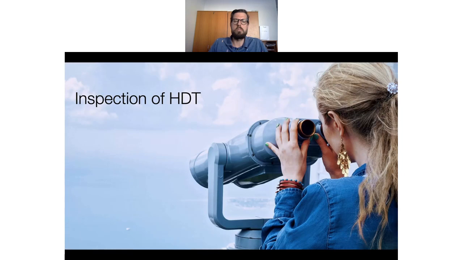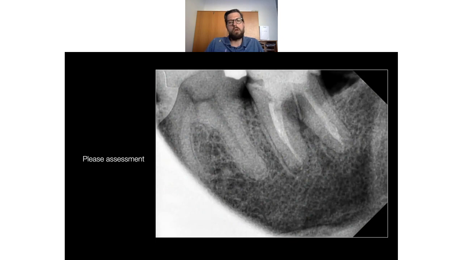So first, let me start with the inspection of the hard dental tissues. I will have many intraoral X-rays here, so we will discuss things from the clinical point of view. So it will be not much theory, but many clinical cases. So let's look at this X-ray. It was sent to me by a doctor. And the question was, does it make sense to continue or start with the endo? But in this case, it would be the re-endo.